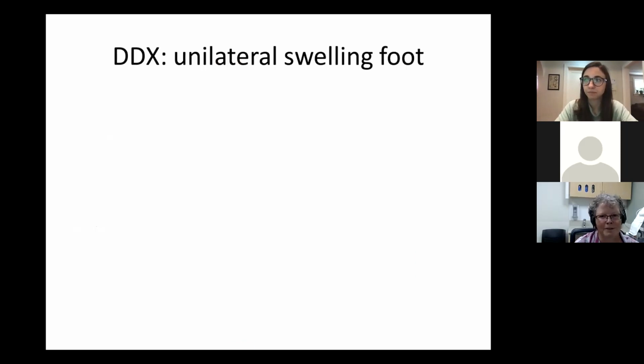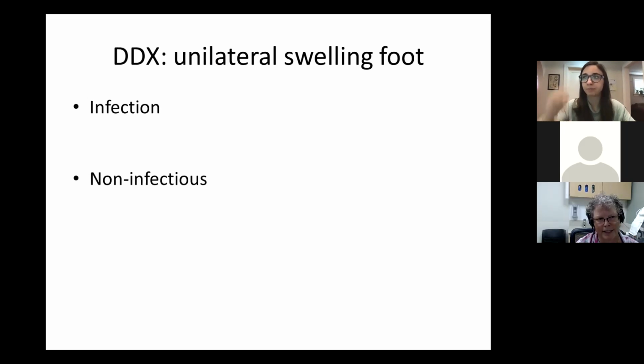What is our differential diagnosis? I want people to think about that for just a minute, for unilateral swelling. I tend to think about it as infectious or non-infectious. That's how I tend to break it down. When you have a red hot swollen foot, infection absolutely should be at the top of your list. We want to evaluate for infection because that would need immediate attention. But I want you to also think about the non-infection causes of a red hot swollen foot.